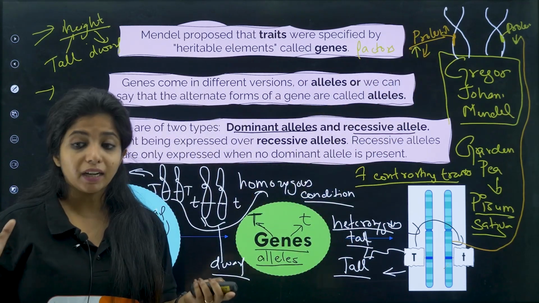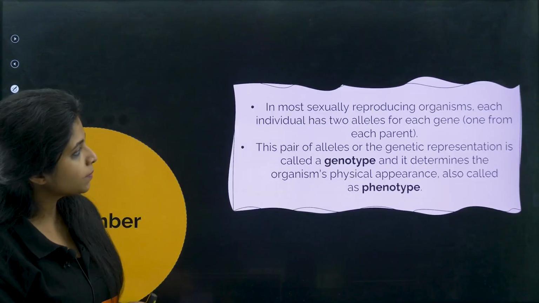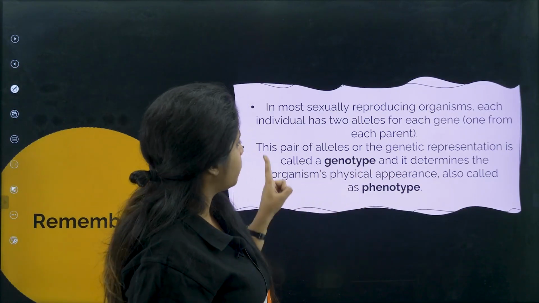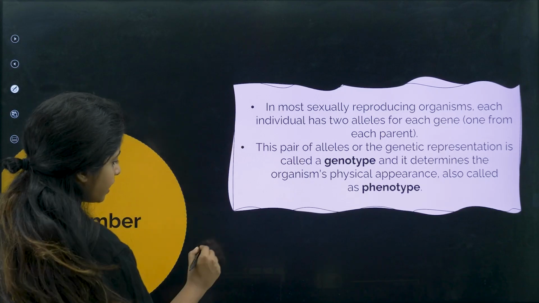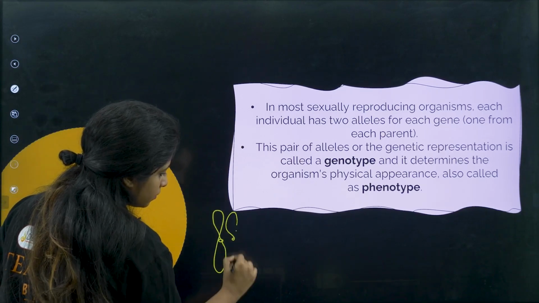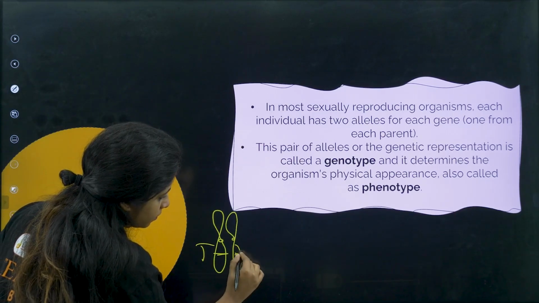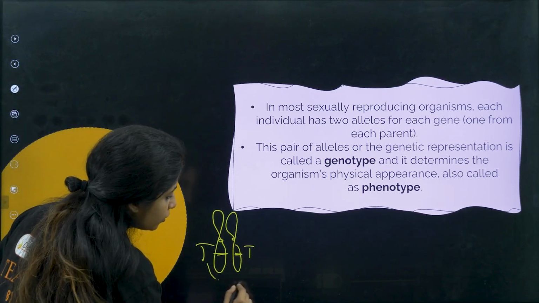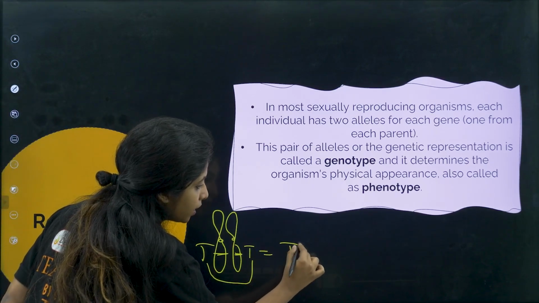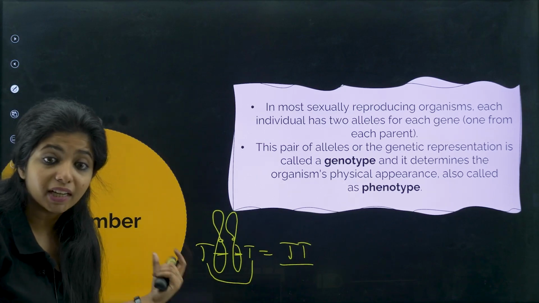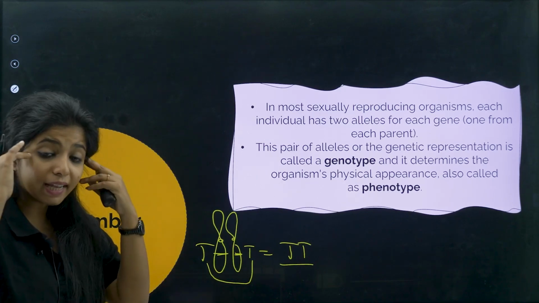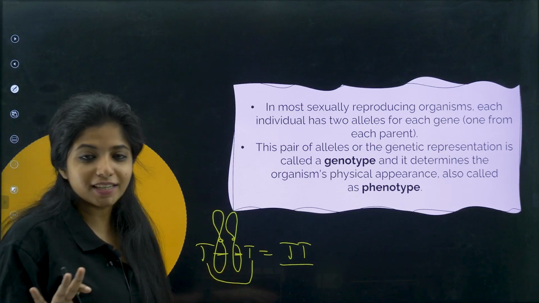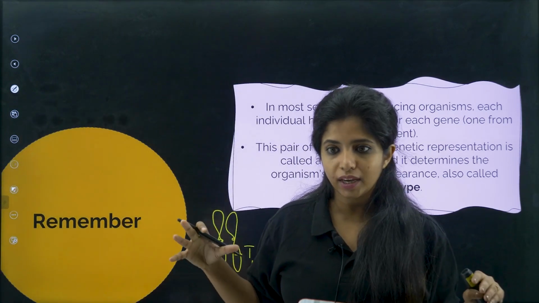So these were the things said by Mendel. Now going ahead, one more thing that you have to remember: this pair of alleles, or the genetic representation, is known as genotype. So what is a genotype? This pair of alleles, for example capital T, capital D. This is the genotype, the genetic makeup of an organism. The genetic makeup I cannot see from outside, it's just there in my body.